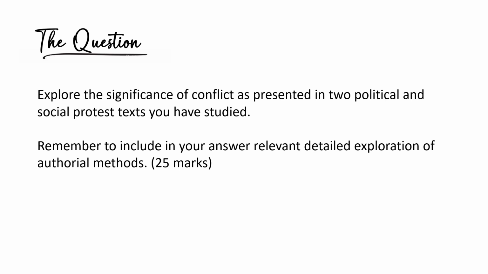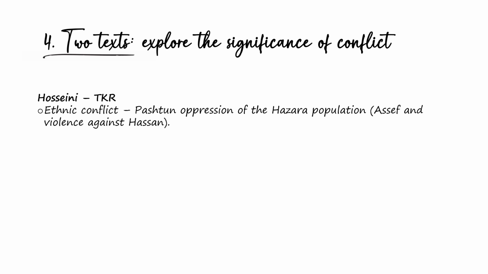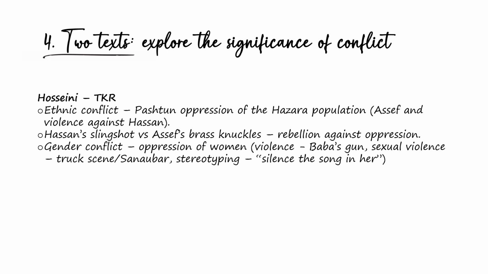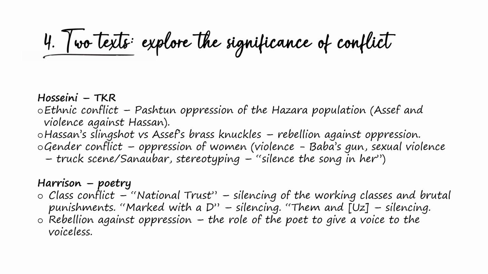Final example then, and this is where you might be asked to write about 2 different texts. So just take a moment to read the question. So as we say, I'm going to look at Hosseini's The Kite Runner, and I'm going to look at Tony Harrison as well. So brain dumping my ideas first, we see conflict, ethnic conflict in The Kite Runner. We see Hassan's slingshot, so that rebellion against oppression which brings conflict. We see gender conflict in the text. In Tony Harrison, we see class conflict, we see silencing, we see brutal punishments, and we also see that rebellion against oppression as well.